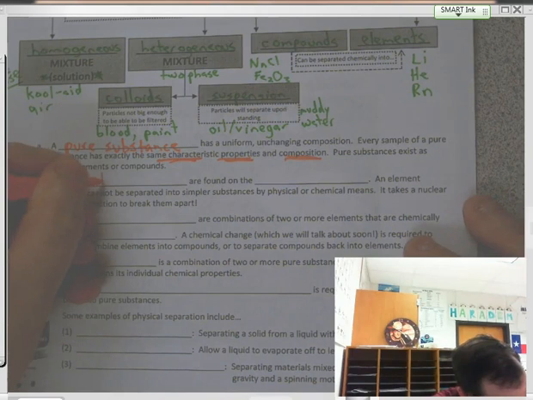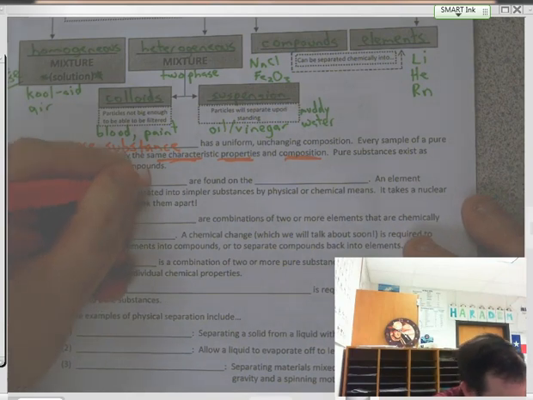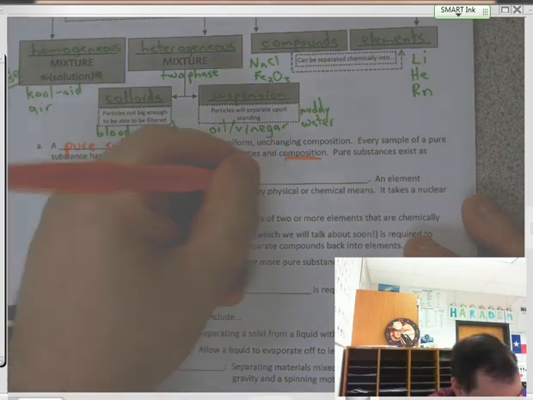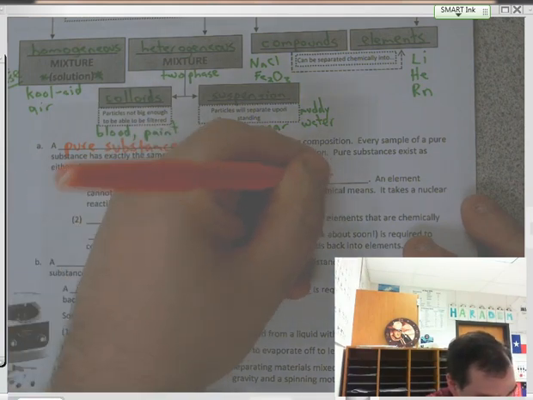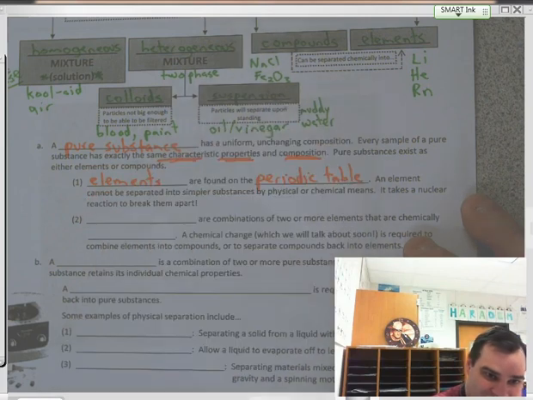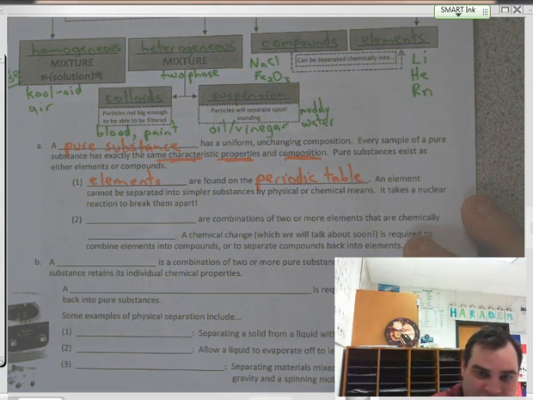Elements are found on the periodic table. We call it the periodic table of the elements for a reason. Just saying. Okay. It takes a nuclear reaction to break elements apart, because elements can be broken into subatomic particles, but they're not elements anymore.